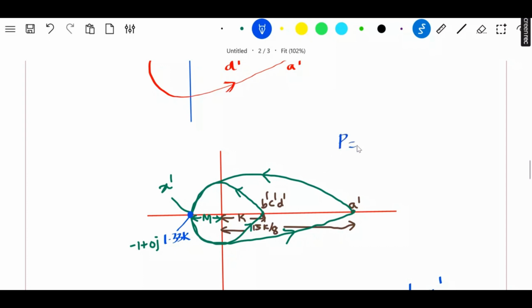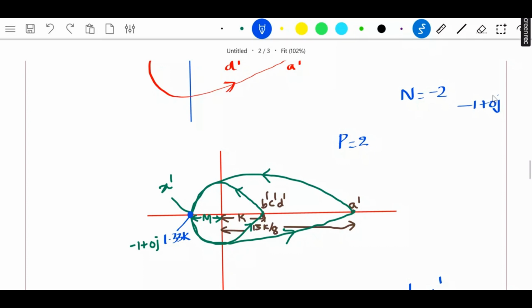Now I need to check the stability. Earlier we came to know that for this problem we got P equals 2. Both the encirclements are anti-clockwise, going in a reverse direction. So N is equal to minus 2 if these encirclements cover minus 1 plus 0j, because both are anti-clockwise. So when do we get N equals minus 2? It all depends on this 1.33K.